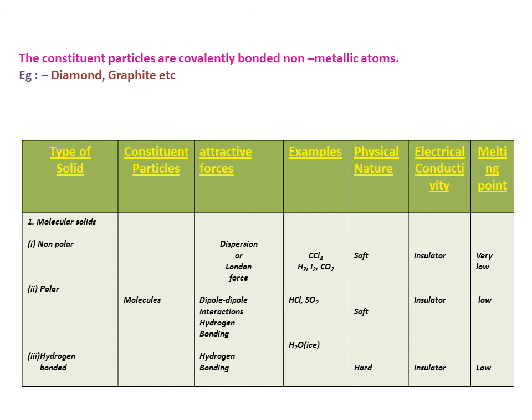Generally non-polar, polar, and hydrogen bonded all have similar properties. You remember the attractive force, you remember the example, and physical nature is almost similar. Electrical conductivity is also the same. Melting point is also almost the same. For hydrogen bonded, the attractive force is hydrogen bond. Constituent particles, as you know, are hydrogen and non-metallic atoms like fluorine, oxygen, and nitrogen. Example, H2O, that is ice. Physical nature is hard. Electrical conductivity is insulator. Melting point is low. Okay, let us go for the next one.